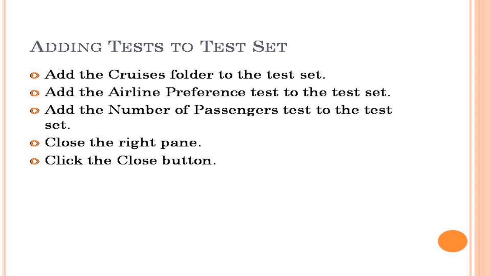6. Add the number of passengers test to the test set. To search for the test, in the Find box, type number of passengers and click the Find button. The number of passengers test is highlighted in the test plan tree. Drag the number of passengers test from the test plan tree to the Execution Grid to add it to the test set. 7. Close the right pane. 8. Click the Close button.